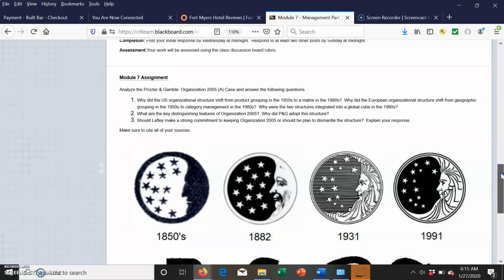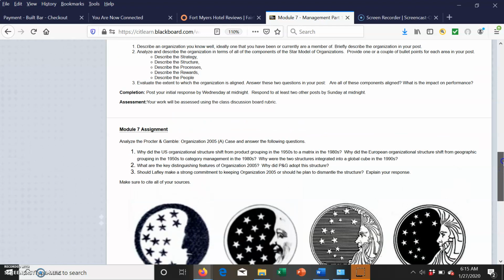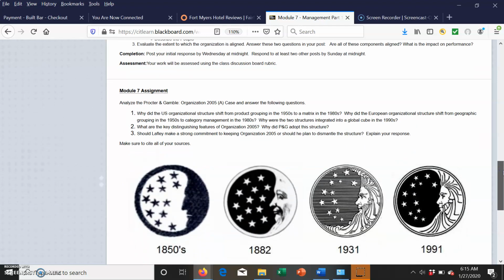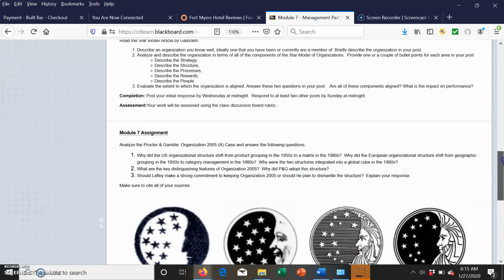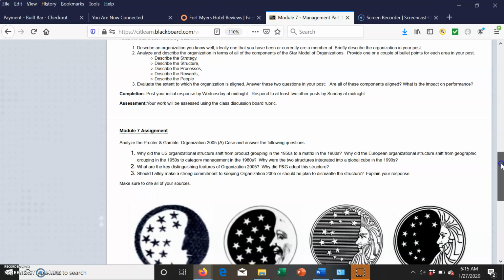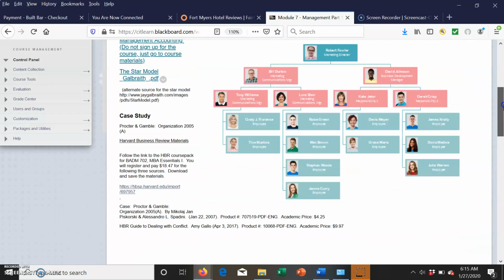So take a look at the case study, look at the point at the end of the case. It's asking you what should Lafley do, who's the president or CEO at that time, with the organizational structure. So they've made a change in structure at this point in the case, questioning whether or not to stay with that structure. Was it the right one? Because it's got some problems. So that's your individual assignment to turn in by Sunday night.